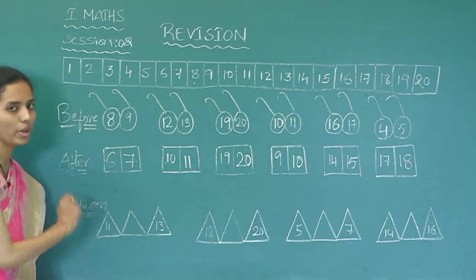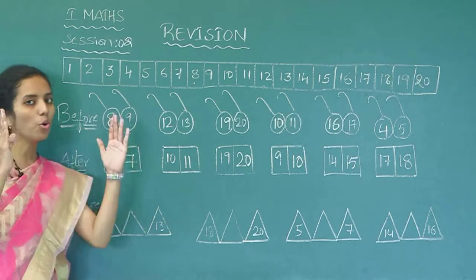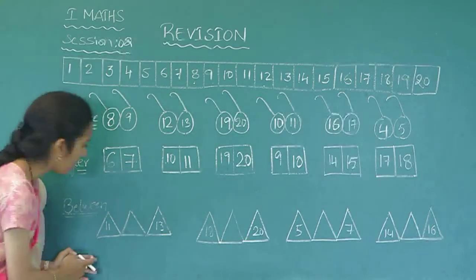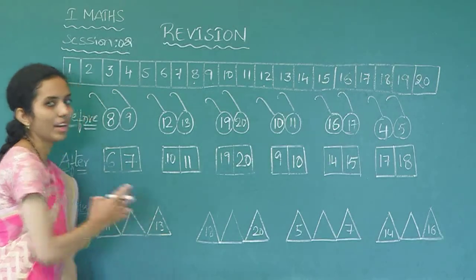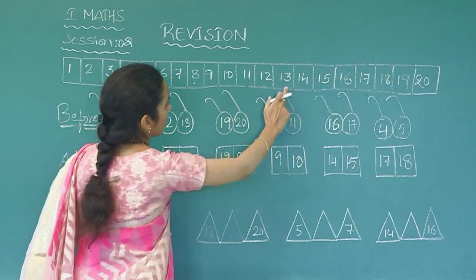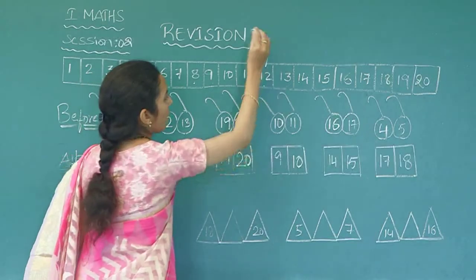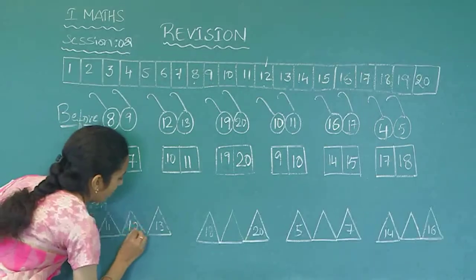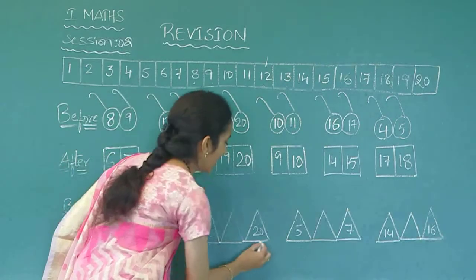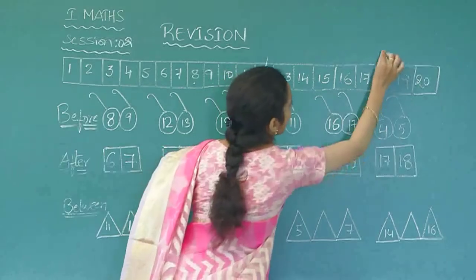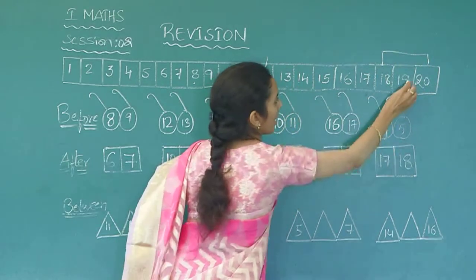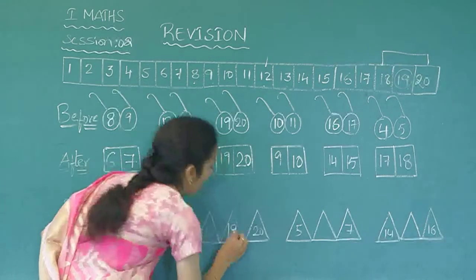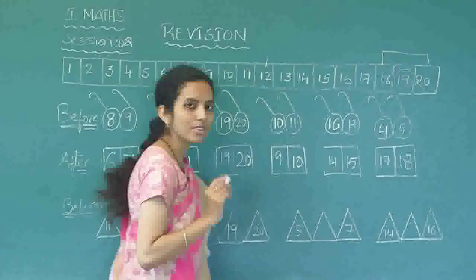Now this is between numbers. Two numbers are given. We have to write the middle number. What are the two numbers given here? 11 and 13. What is in between? 12 is between 11 and 13. So let's write 12 here. Next is 18 and 20. 19 is there. So let's write 19 in the between triangle.